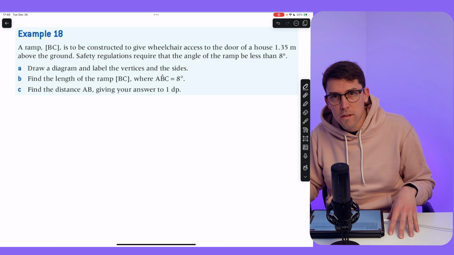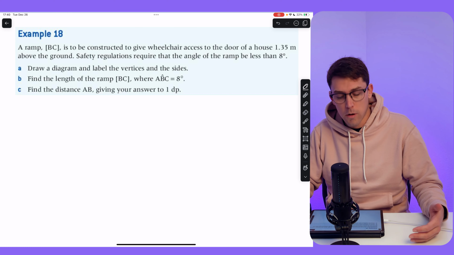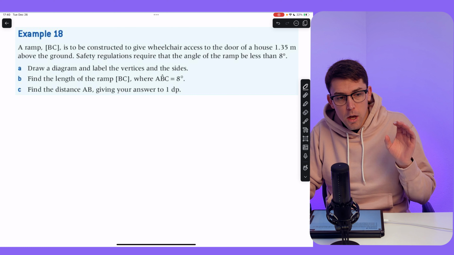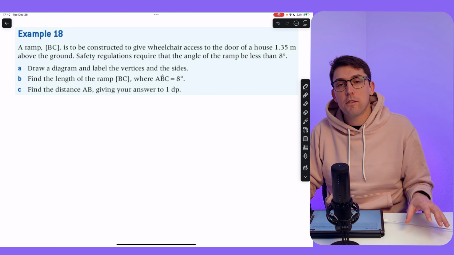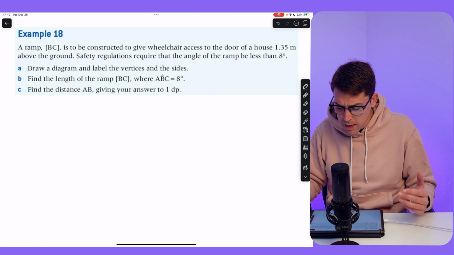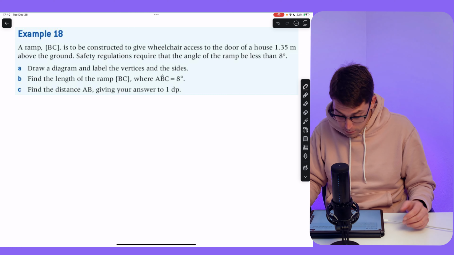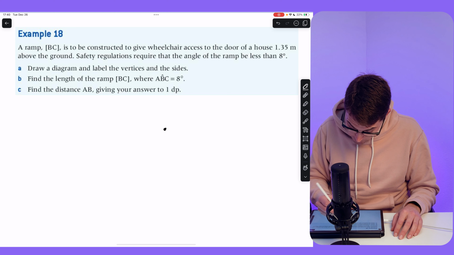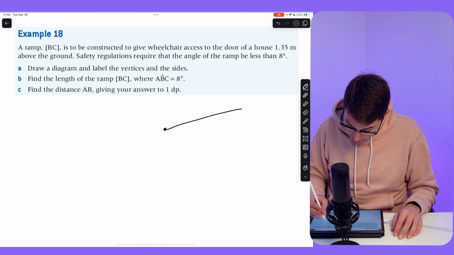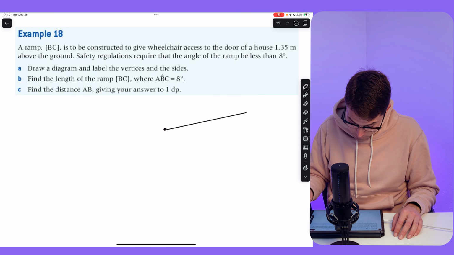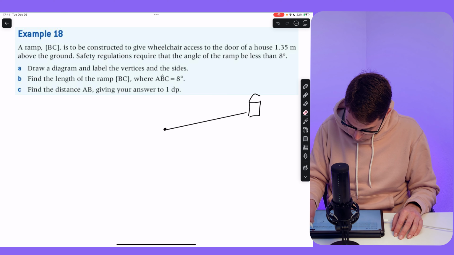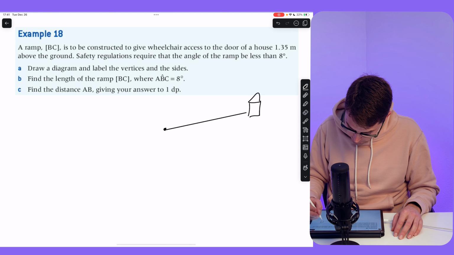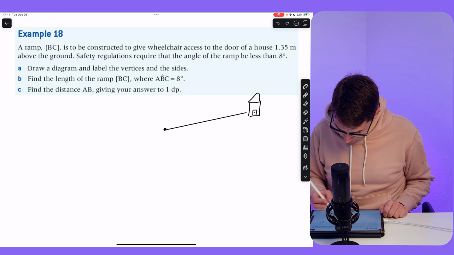Now, even if this wasn't given to us as an instruction or as part of a sub-problem, we should definitely be drawing diagrams. It's always helpful to draw and give a nice visual representation of what we're doing. So let's go ahead and draw this out. We would have a starting point here. We're going to have a ramp that is going to go up to the start of a house. There we go. Front door.